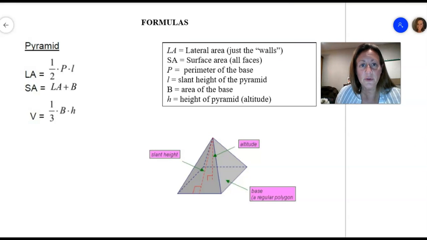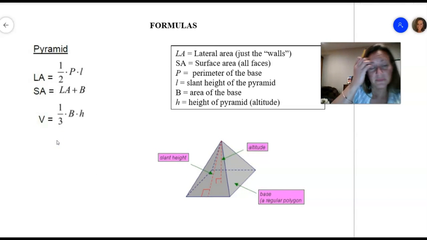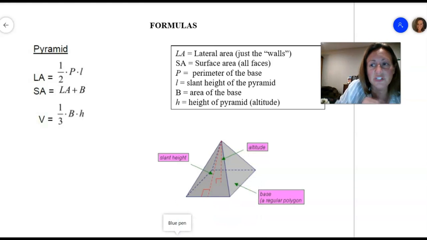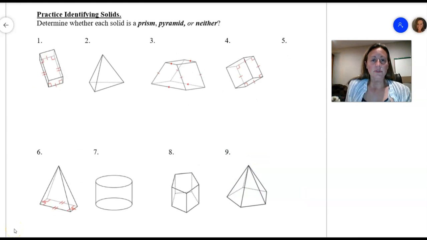And so here are the formulas for the surface area of a pyramid and the volume of a pyramid. They're over here. Surface area, volume, and LA stands for lateral area. The lateral area would be the area of just the walls without the base. Okay, so that's outlined here. These are the key to the symbols that you see in the formulas, and we will practice that in a little bit.